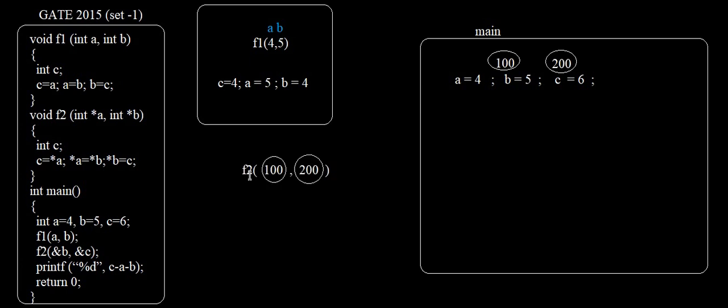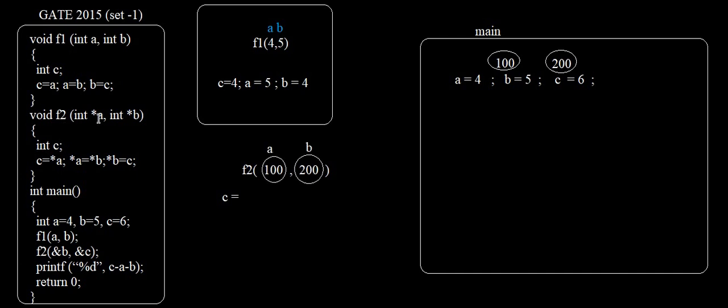Now if you see there, in f2 we have 100 and 200 passed as parameters. The first statement, c, is an integer. Okay, we have declared the integer here. Now the star a has been assigned to c. What is the value of a now? 100. Why is the value of a 100?